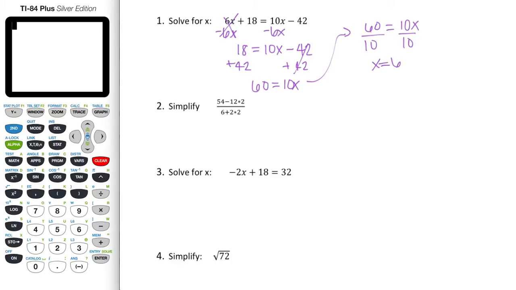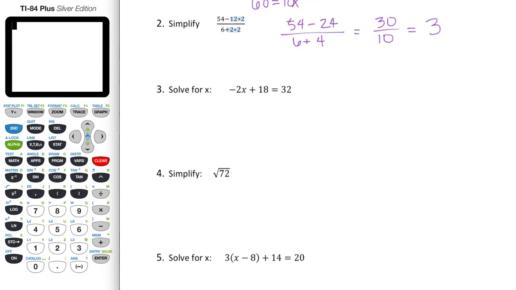So number 2, we're going to have 54 minus 12 times 2, which is 24. Then we're going to have 6 plus 2 times 2, which is 4. So we just took care of that first step, which was our multiplication. All right, 54 minus 24 is going to give us 30 over, and then 6 plus 4 is 10. So then 30 divided by 10 is 3.